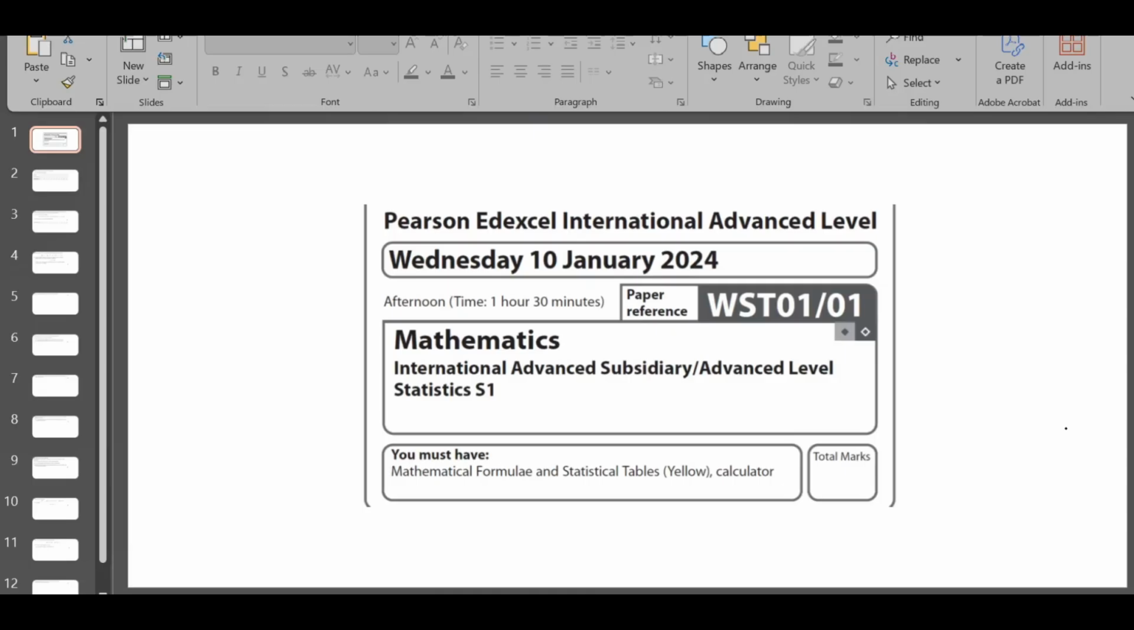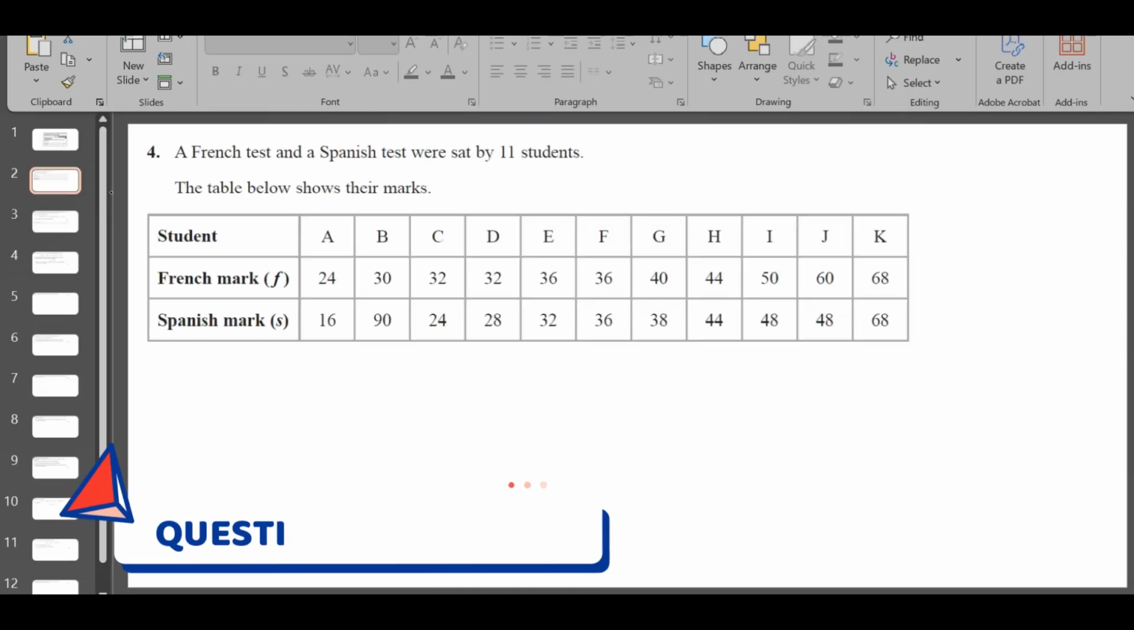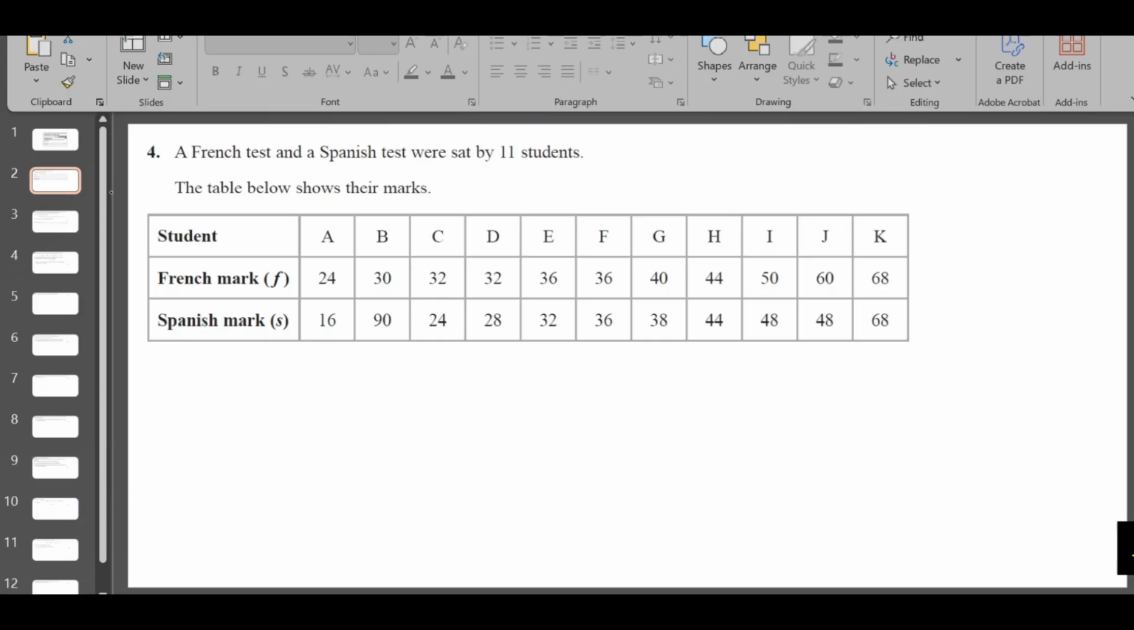In the previous video, we covered question number 1 to 3. Let's look at question number 4. A French test and a Spanish test were sat by 11 students. The table below shows their marks.